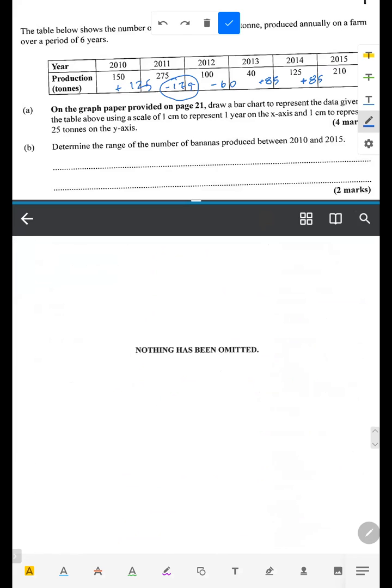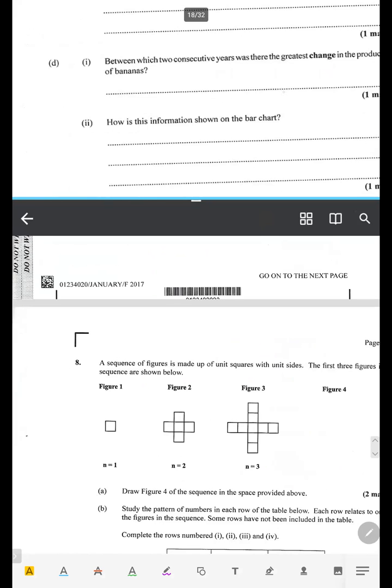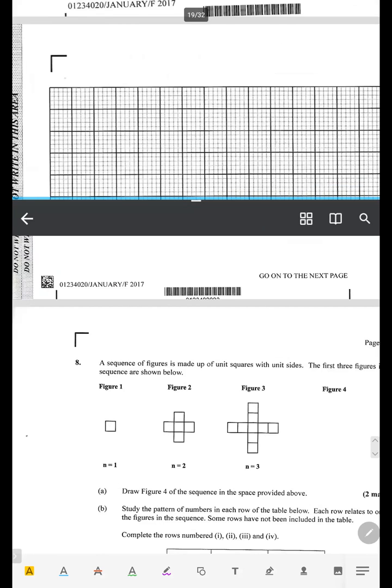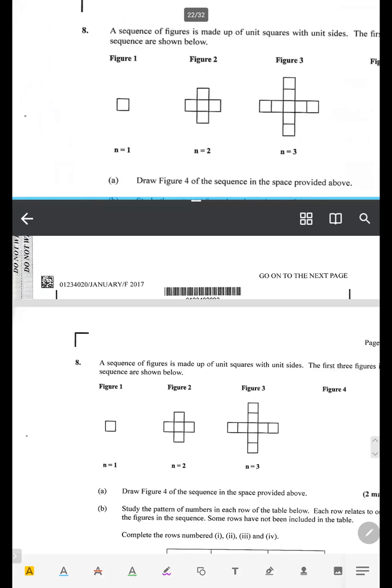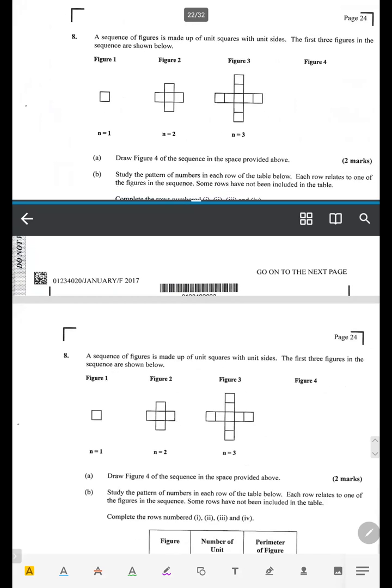Next question. This page has nothing. All right, so let's move up here. This page has nothing. All right, so we'll come to this one now, which is question 8. These pattern questions.